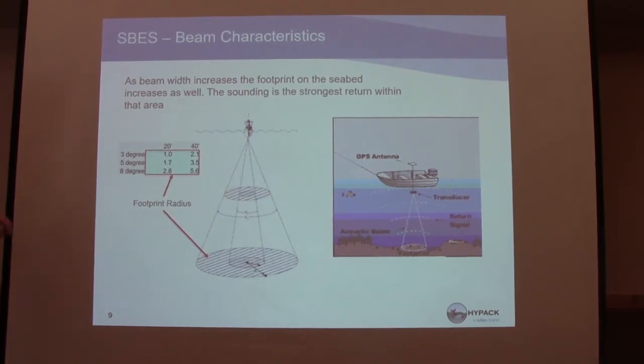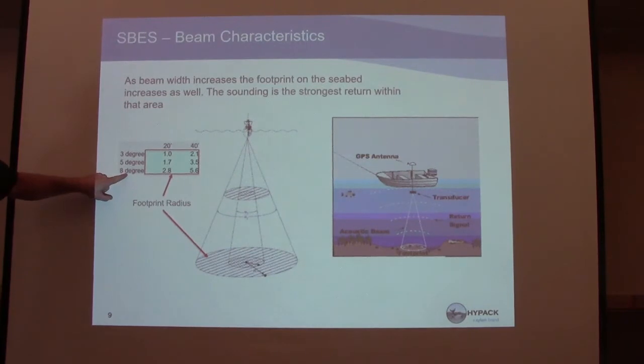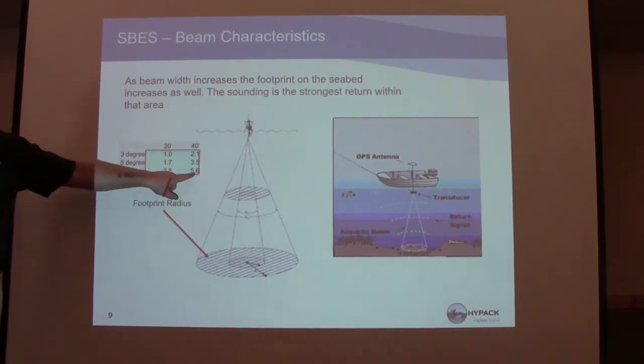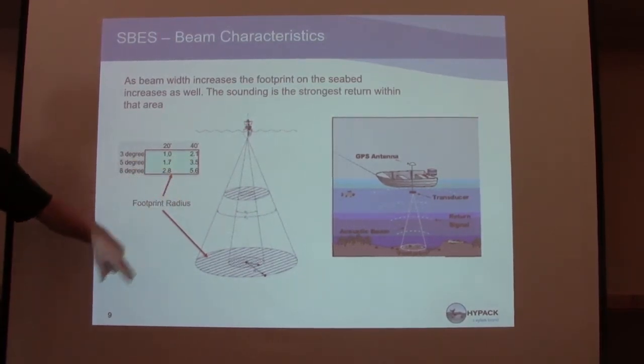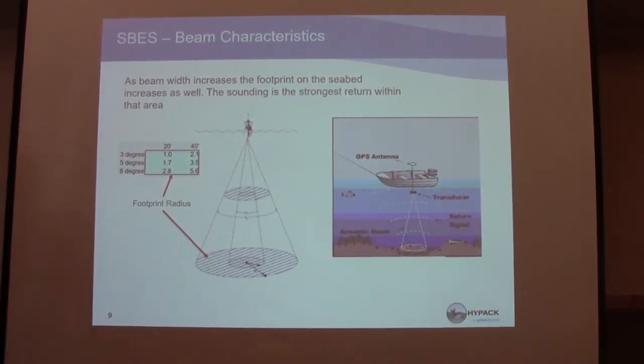The beam characteristics. This is a good slide that will show you the beam width, the depth of the water, and the footprint size of the beam on the seafloor. An 8-degree transducer beam width in 40 feet of water has a 5-foot footprint on the bottom. 3 degrees in 40 feet is less than half, a 2-foot footprint on the bottom.